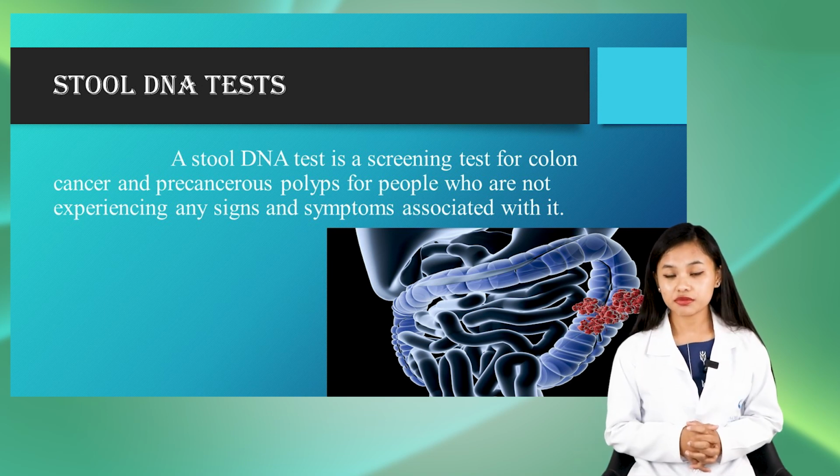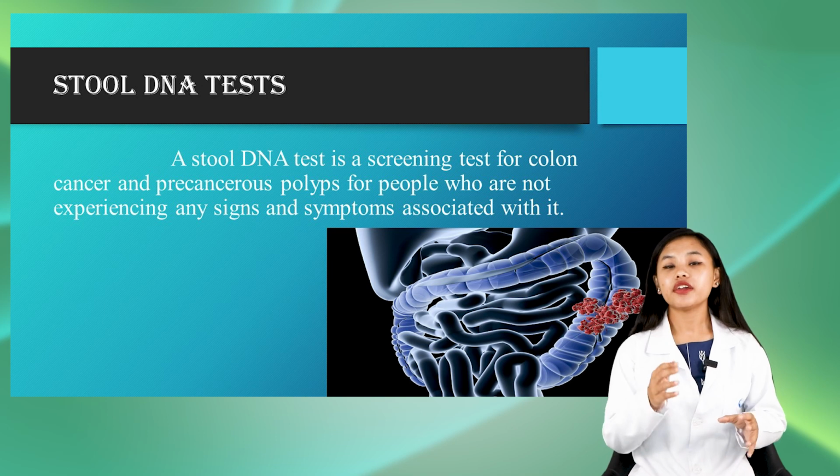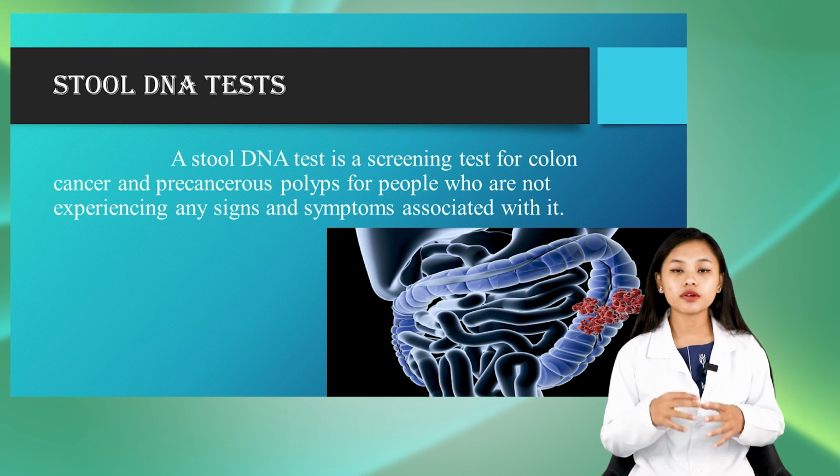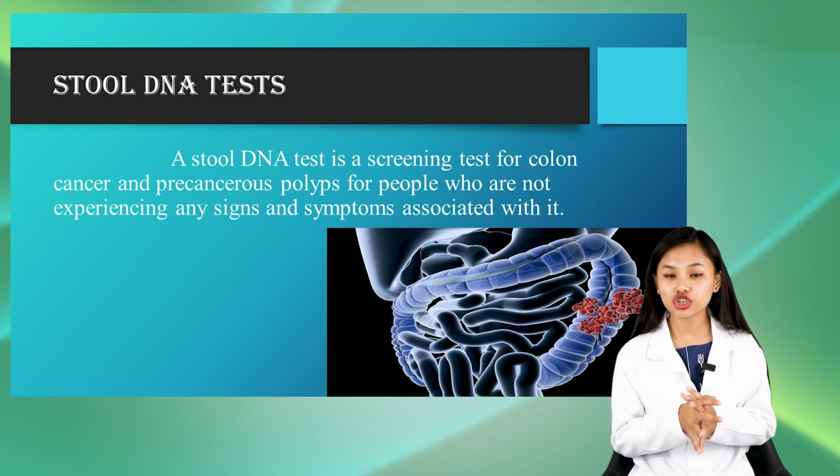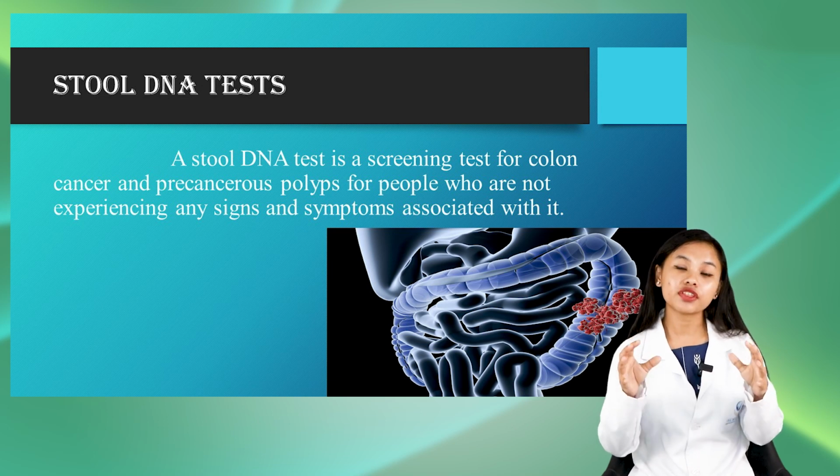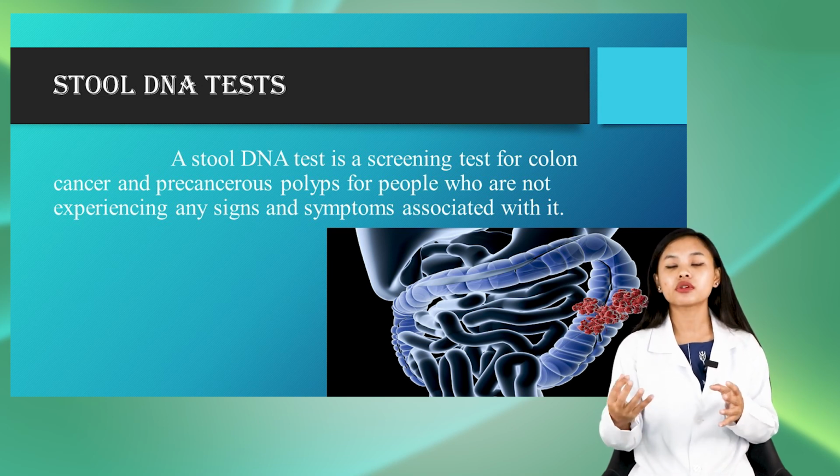Here, the test will be considered positive if there is presence of abnormal DNA structure associated with polyps, with tumors, or even if there are traces of occult blood in the stool. However, if there are no abnormalities in the DNA structure, and no traces of occult blood in the stool, then the test will be negative.